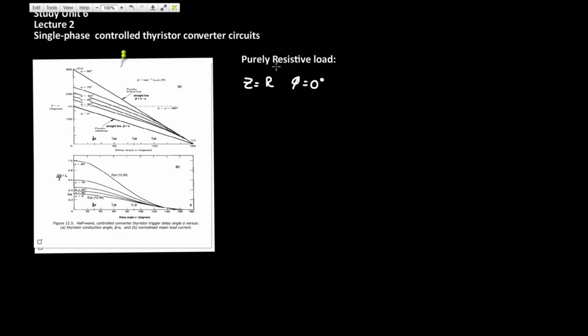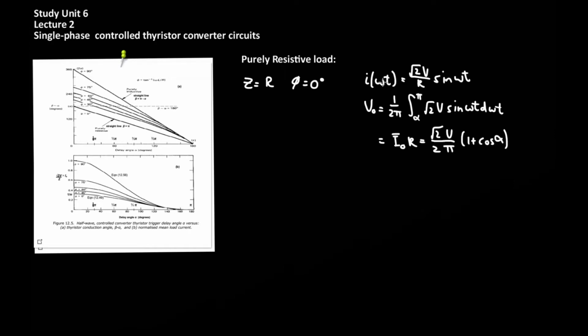So the first case that will be considered is for a purely resistive load. This is where the impedance Z is equal to only the resistive component of the load, and angle phi is equal to 0 degrees. With the purely resistive load, the output current simplifies quite nicely to root 2 V over R multiplied by sine omega t. In other words, the output current is just a scaled version of the source current.